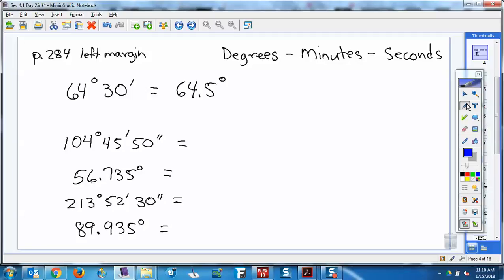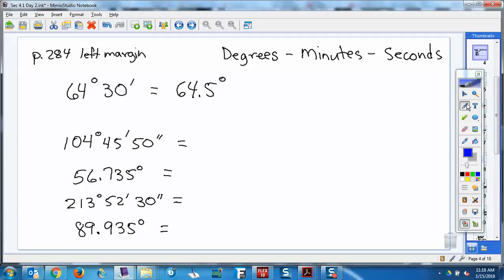Now, I don't know what happened to hours, but anyway, breaking up part of a degree or part of a day, minutes and seconds. So a single dash like this is minutes, and two dashes would be seconds. Okay, and so each minute is a 60th of a degree, and each second then is a 60th of a minute, or 1/3600th of a degree.